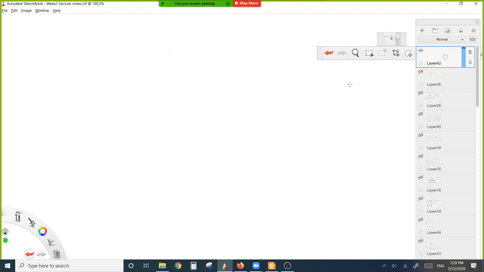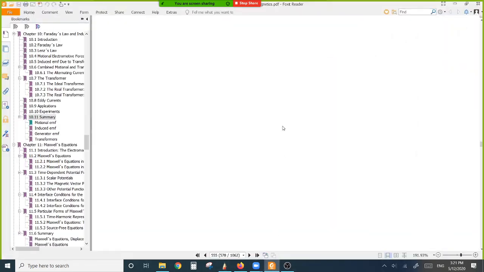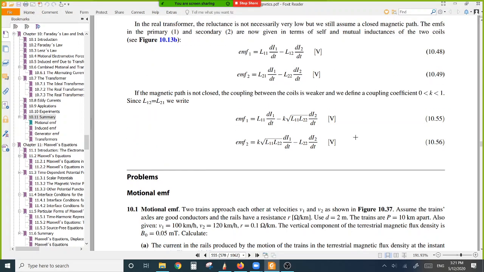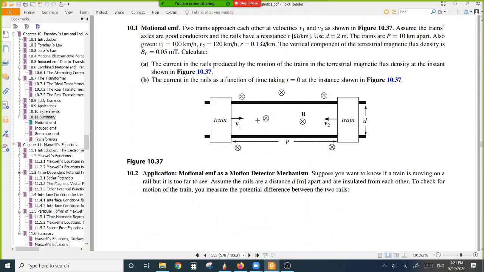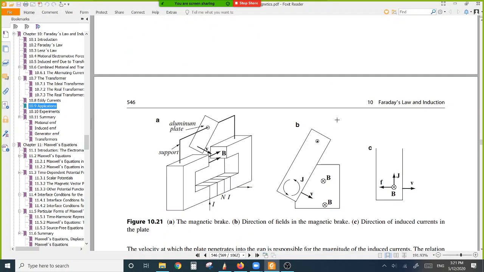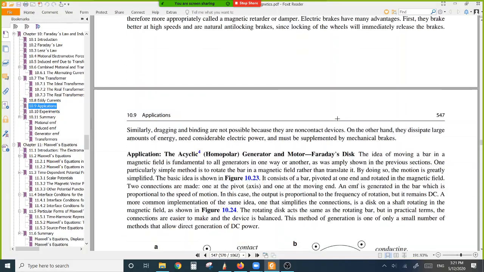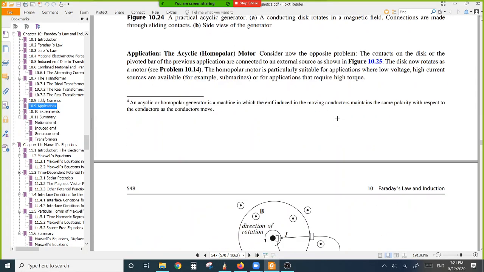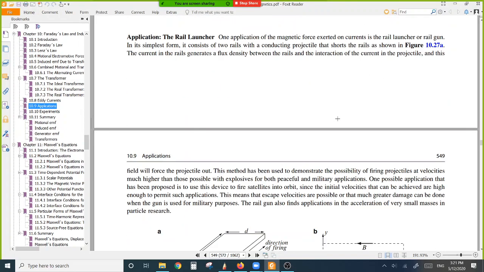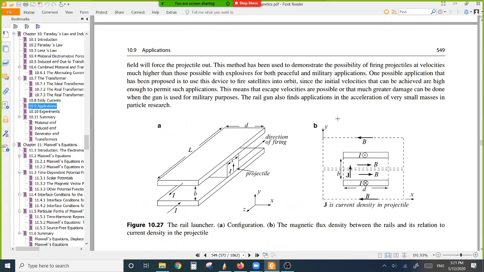Magnetic brake, DC motor, the watt meter, rail launcher.